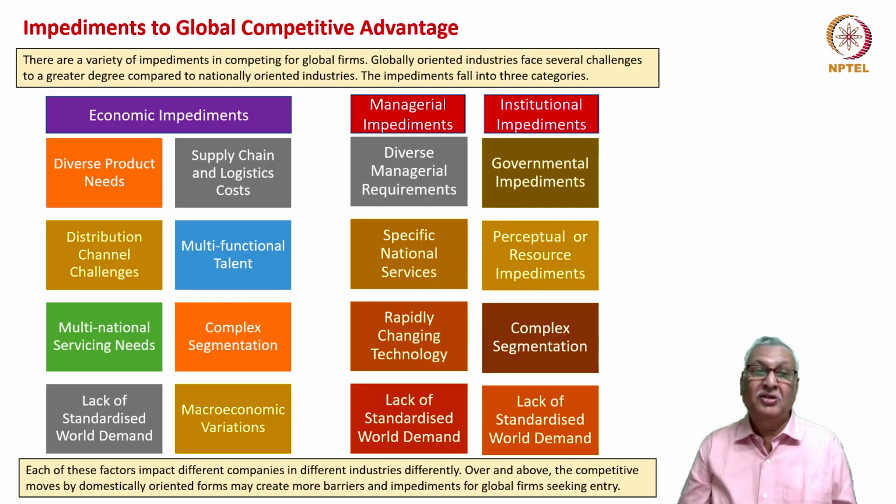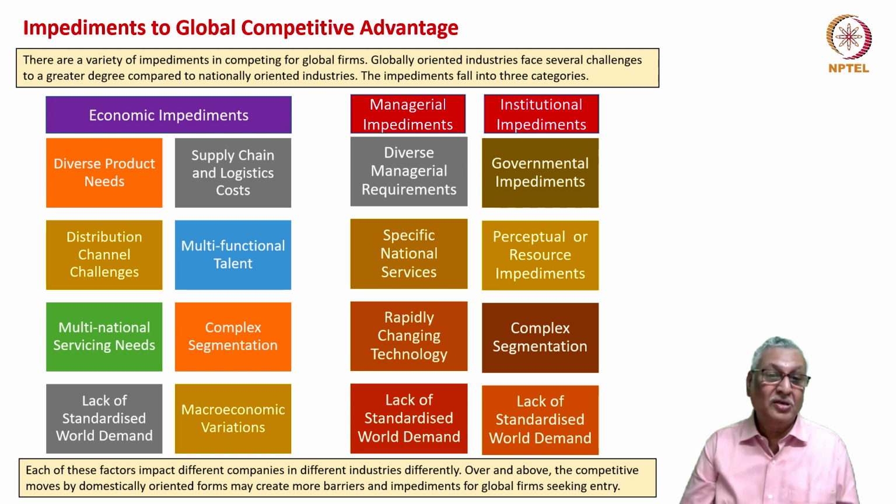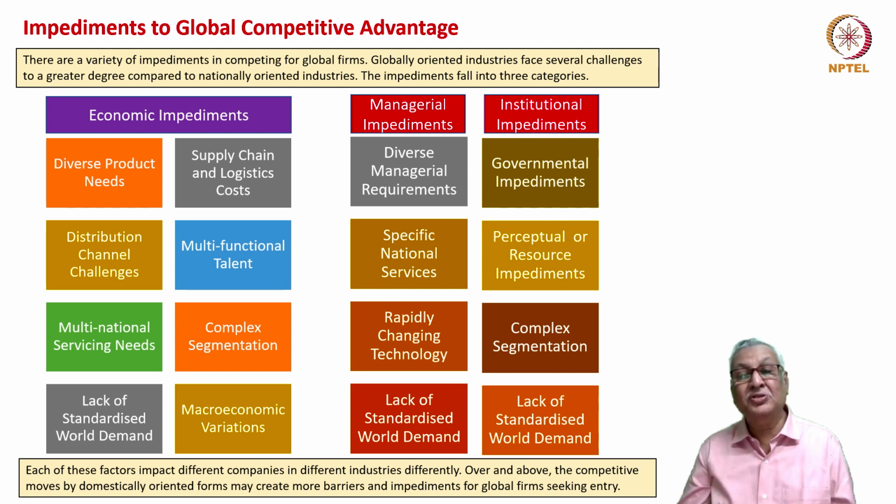Global competitive advantage cannot be easily obtained. There tend to be lots of impediments. Globally oriented firms face several challenges compared to nationally oriented industries. Typically, nationally oriented industries will be strong, entrenched, and they would have turf protection in certain cases. Therefore, if a global company is trying to compete in 60 markets of the world, it has to face 60 strong domestic players or 120 strong domestic players, which is a challenging task.